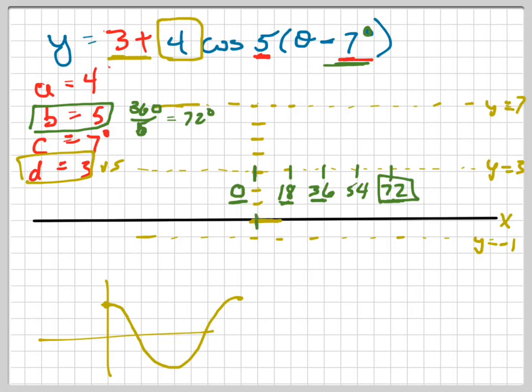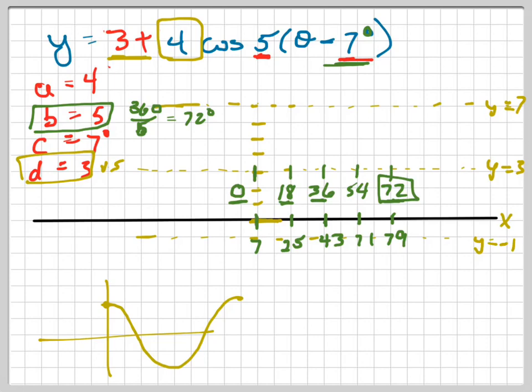But I've got to add 7 to all of those. So now I'm putting this down on the x-axis. This number right here is going to be 7. This number here, I'm adding 7 to everything, is going to be 25. This number here is going to be 43. This number here is going to be 71, and this number is going to be 79. Check my math, make sure I did it all right.